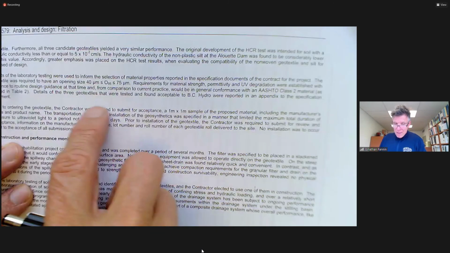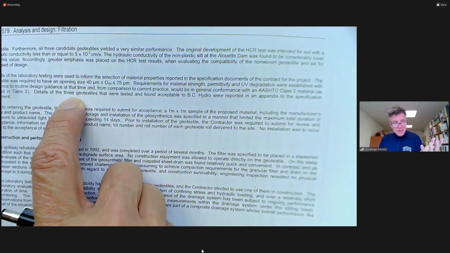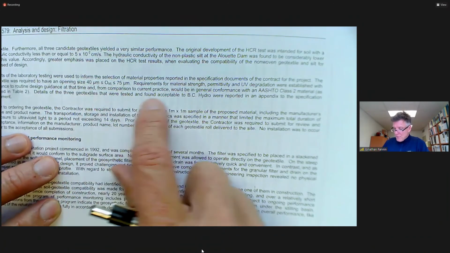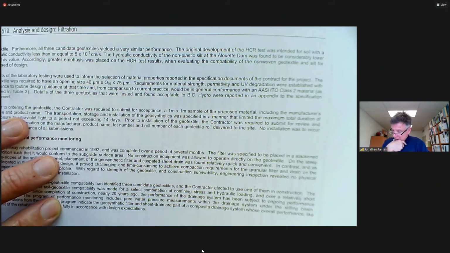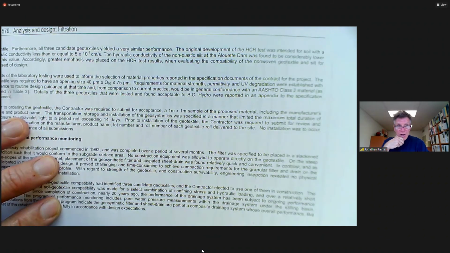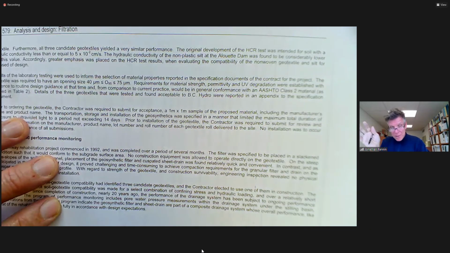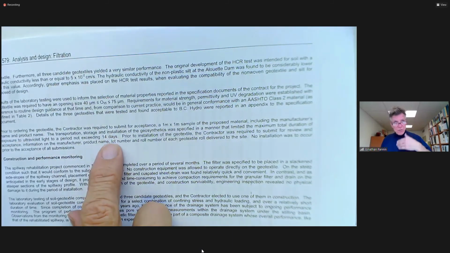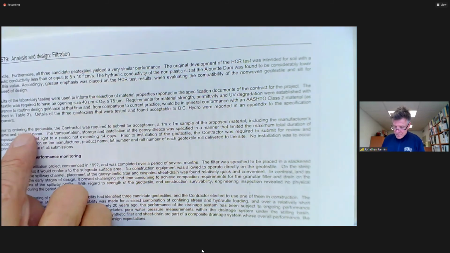And the attributes of the geotextiles that had been tested and found acceptable were put in the specification document, and the contractor was invited to either source one of those three, and they wouldn't have to pay for any more testing, or to source an alternative to those three, but then they would have to do the suite of tests at their expense, and nobody elected to go that way.